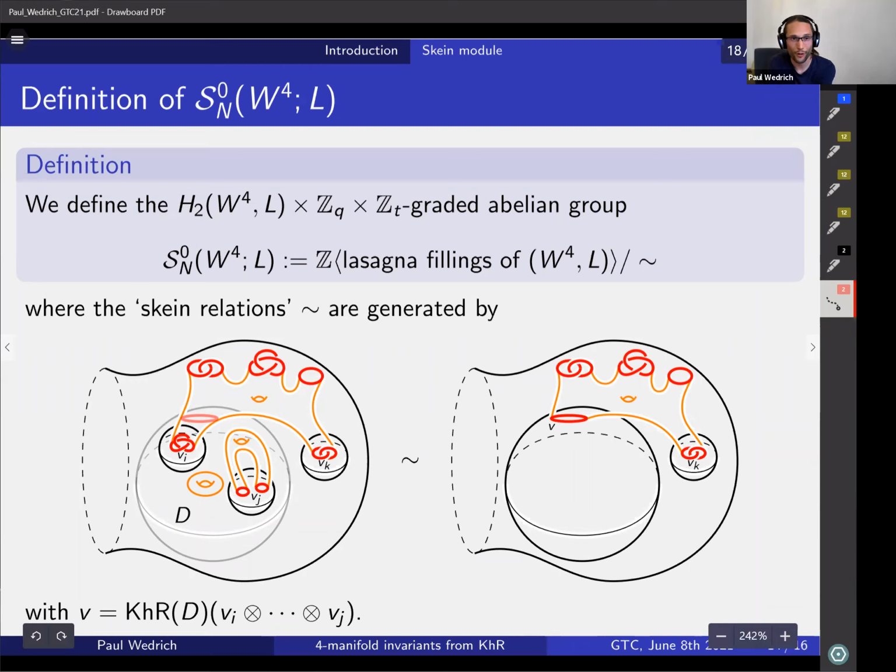If you're used to Khovanov homology, sometimes you're using an unoriented version. Then in this case, you could try to do something similar, but you would only get a grading by homology with mod 2 coefficients, I think. So here it's nice that we get integral coefficients.